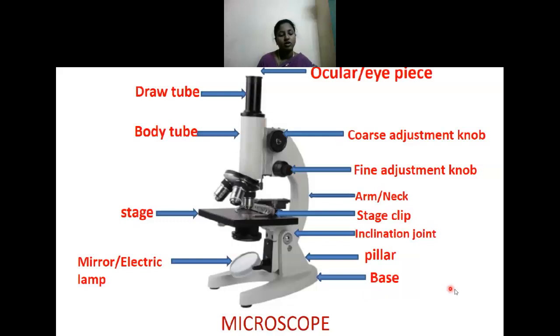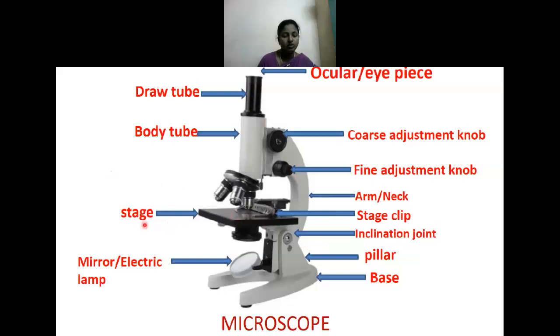Base, the bottommost portion that supports the entire parts. Pillar, part above the base that supports the other parts. Inclination joint allows for tilting of the microscope for convenience of the user. Arm or neck, curved or slanted part which is held while carrying the microscope.